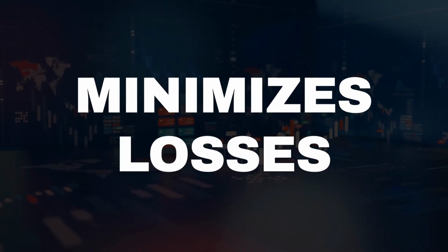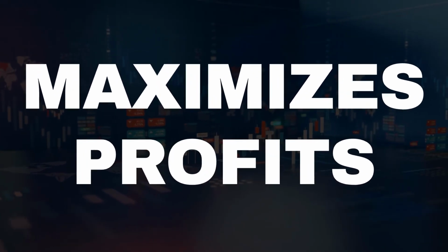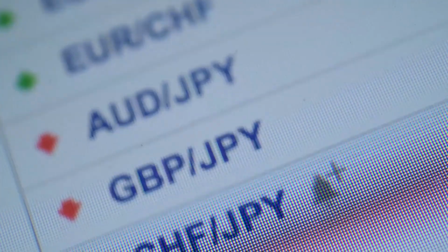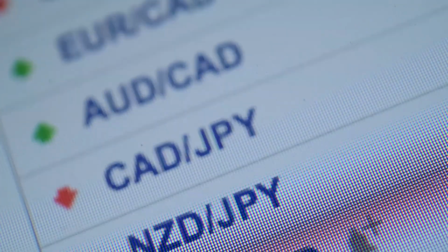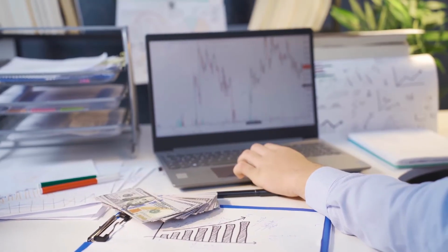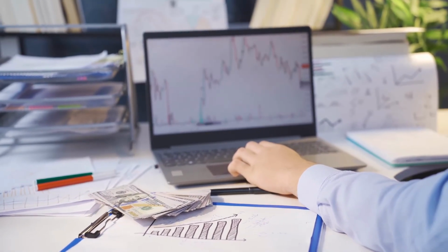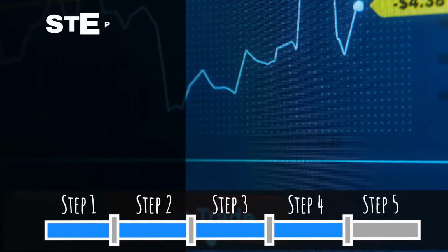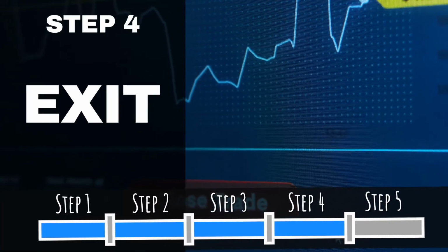It minimizes losses and maximizes profits. So that's what this system uses, a percent-based strategy to decide how many lots you enter with. I'll show you exactly how to do this when I go through the full walkthrough of a trade from start to finish in just a moment. Before that, let me show you the exit and how we take profit.